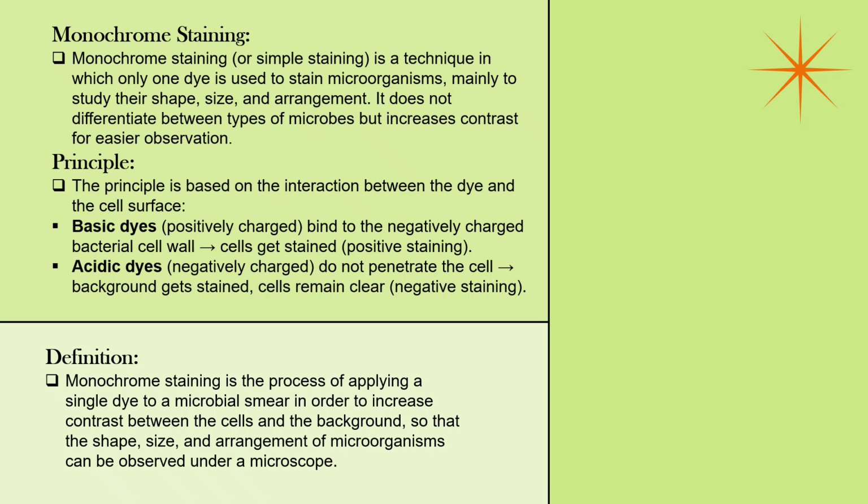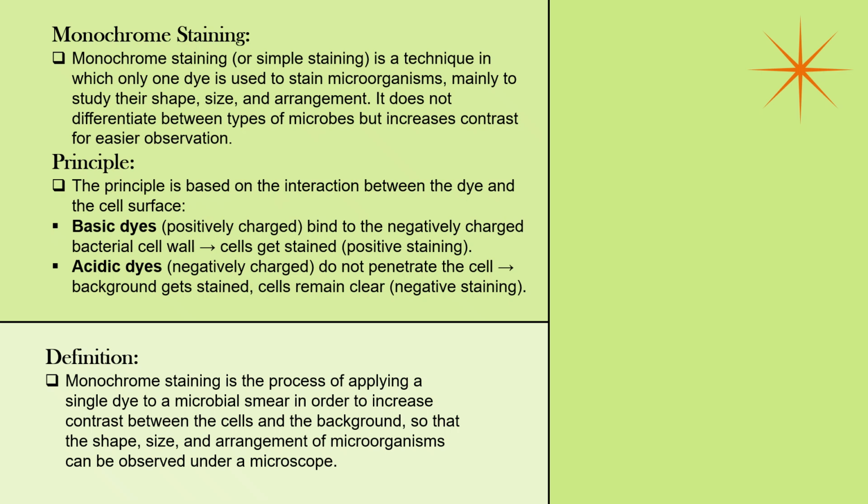The principle is based on the interaction between the dye and the cell surface, which has two types of interactions: basic dyes and acidic dyes. Basic dyes bind to the negatively charged bacterial cell wall, so cells get stained. Acidic dyes do not penetrate the cell, so the background gets stained and the cell remains clear. It means in basic dyes only the cell gets stained but the background remains colorless, while in acidic dyes only the background gets colored but the cell is colorless.